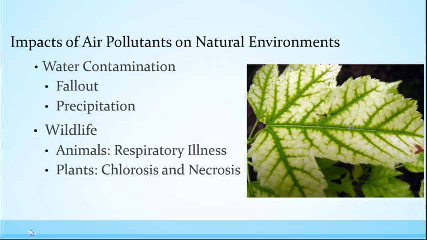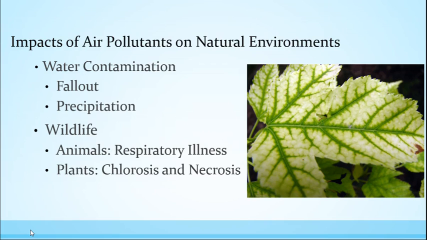But why does it matter? What's the impact of air pollutants on natural environments? There's the health issues that we've talked about and we're going to continue to talk about. But also, you're talking about water contamination. This is a water quality issue because of fallout and precipitation. Animals and plants are susceptible to pollution too. I mean, animals get cancer, animals get respiratory illness, animals have heart failure, they have all of those things.